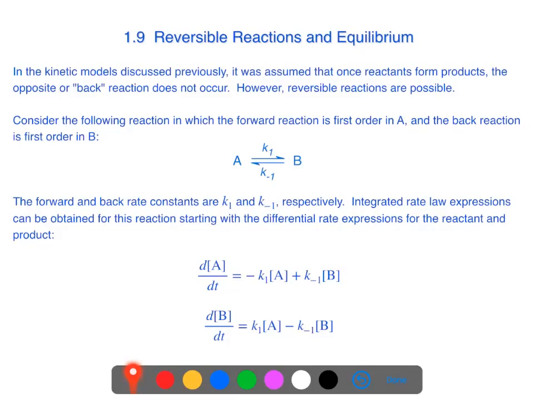So as we've seen previously, if we take the time derivative for A, d[A]/dt, it's equal to two terms. The first term, minus k1 times the concentration of A, represents the forward reaction, and plus k minus 1 times the concentration of B represents the reverse reaction. Similarly, we can look at the differential rate expression for B, and the two terms are identical except for the sign. So they just represent opposite directions with respect to the formation of B compared to that of A.